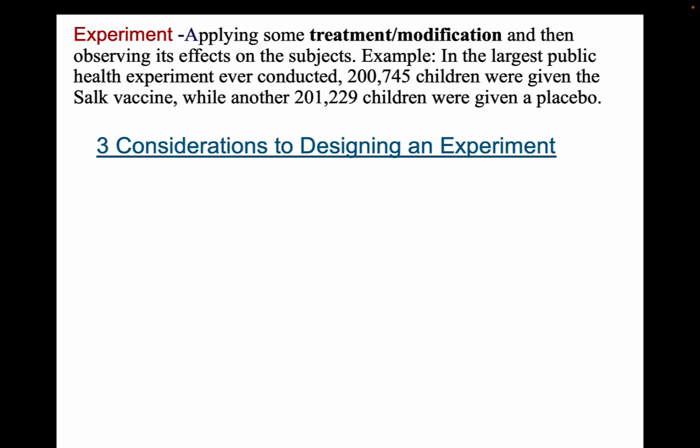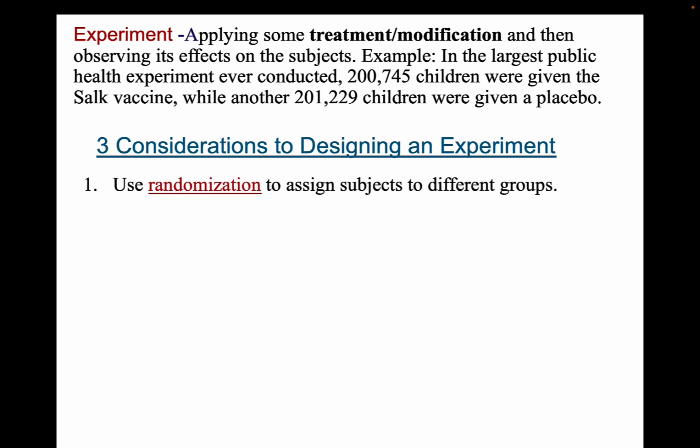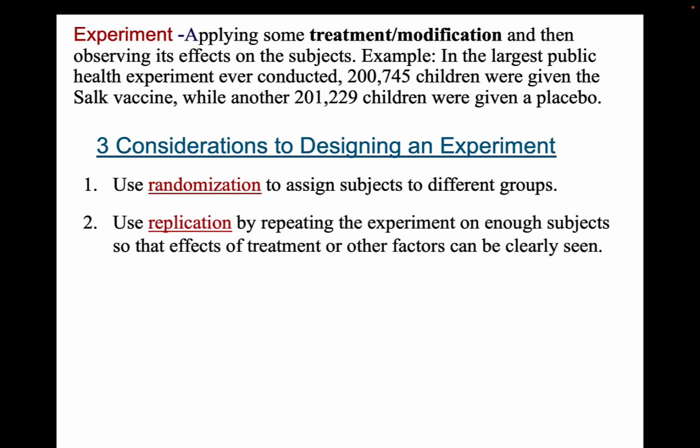If you want to design an experiment, there are three main things you don't want to forget to consider. One, you want to use randomization to assign subjects to different groups. You don't want to get an entire group of a certain age or certain living environment and put them all in one group, because then you're not randomly selecting those groups, and you may be throwing in common factors for the groups that you don't recognize. So make sure you're doing randomization when assigning your different groups. Computers can be helpful in that.